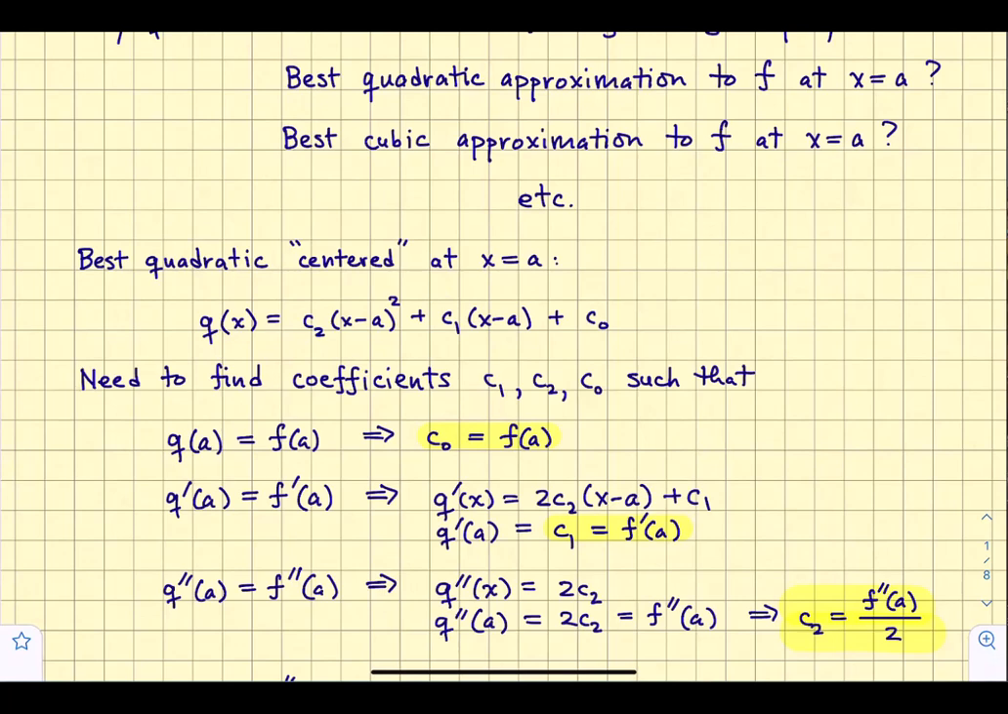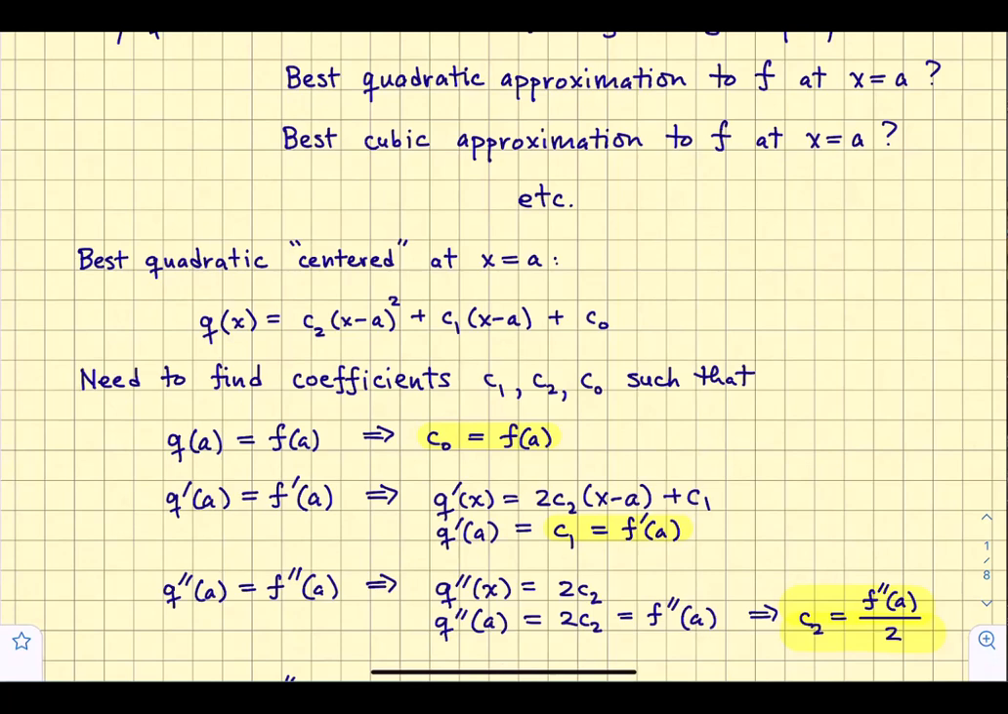We need to find the coefficients c1, c2, and c0, such that q of a equals f of a, q prime of a is f prime of a, and q double prime of a is f double prime of a. In other words, this quadratic is going to match f in function value, first derivative, and second derivative. Notice, because it's a second degree polynomial now, we're upping the number of derivatives that our new function has to match with our old function. So our new approximation has to match with our original function.